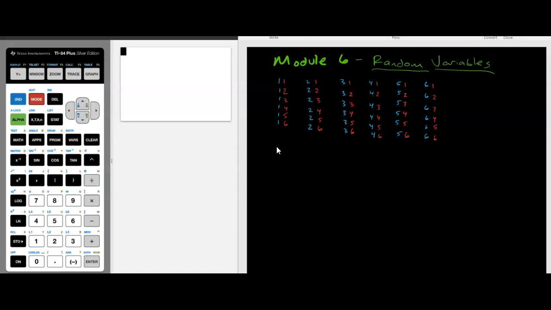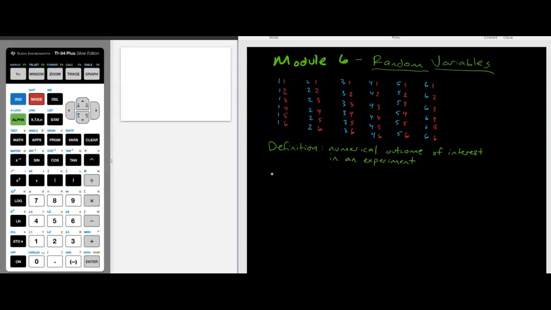Now, a random variable, I'm going to give you the definition here. The definition of a random variable is a numerical outcome, a certain numerical outcome of interest in a probability experiment. And when we roll two dice, there might be a number of numerical outcomes that we would be interested in.